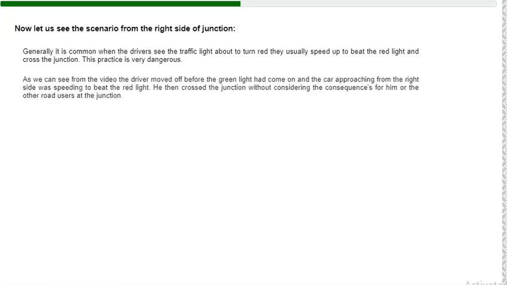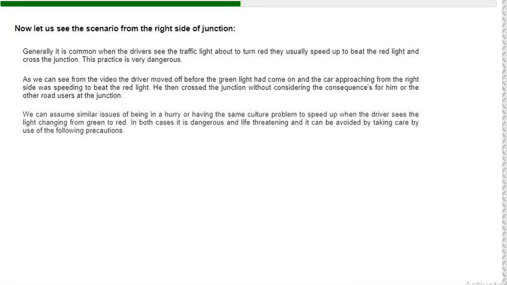As we can see from the video, the driver moved off before the green light had come on and the car approaching from the right side was speeding to beat the red light. He then crossed the junction without considering the consequences for him or the other road users at the junction.